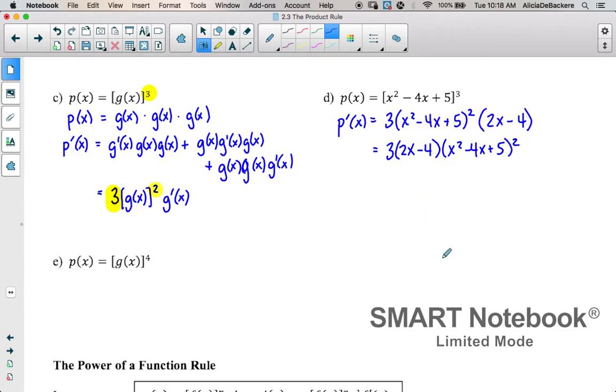All right, so what happens then? We're going to do a guess here. What do you think might happen if I've got the power of 4? And hopefully you can see the pattern here. To take the derivative of this, I would take the exponent out front, leave the original function inside, and subtract 1 from the exponent. And then at the very end, multiply by the derivative of that inner function.